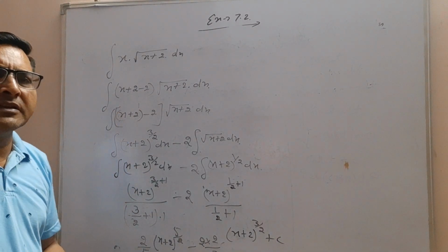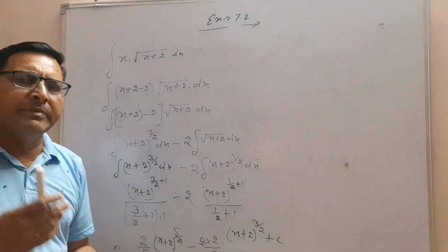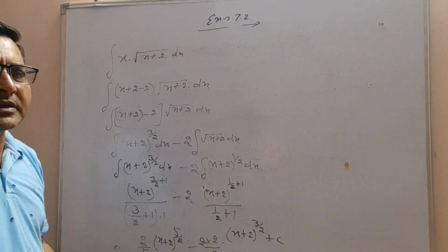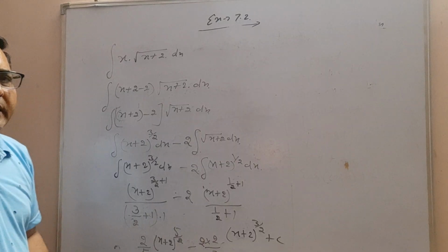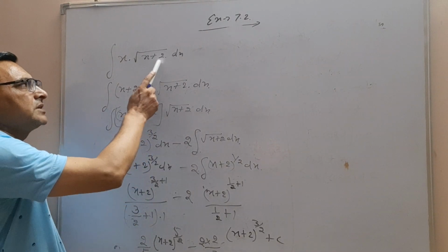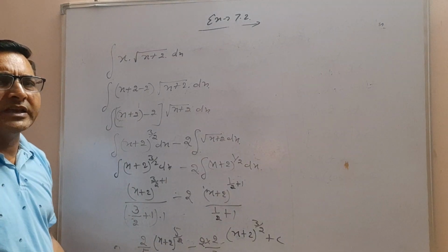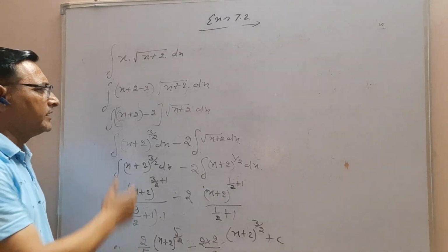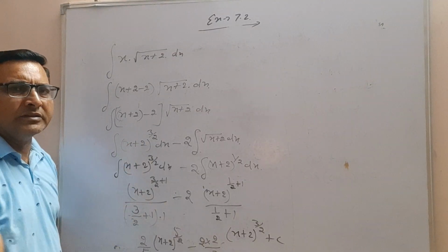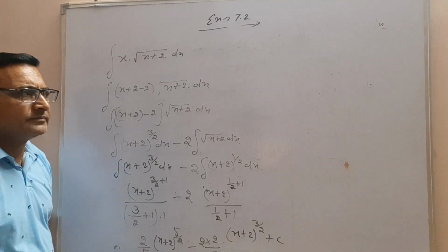If there is a number outside the square root and it is possible to make the same number outside the bracket inside the square root, you can add and subtract this constant to that number. Or you can make the same number outside the square root, then multiply with both the numbers and separately do the integration.